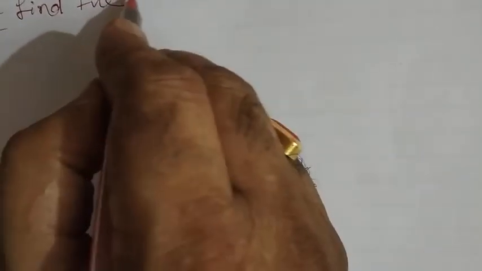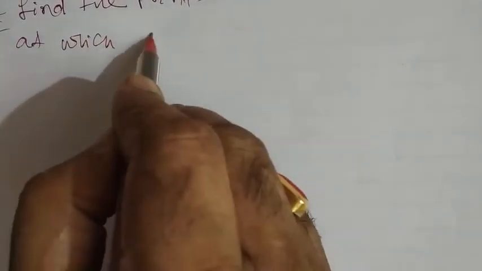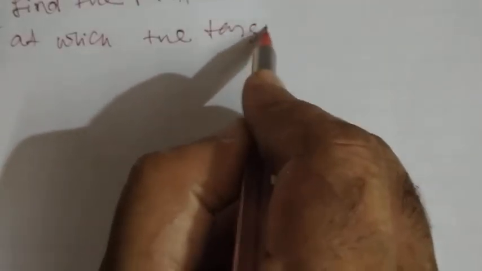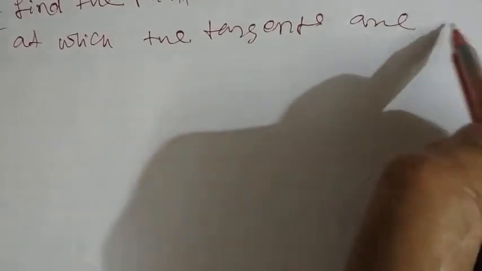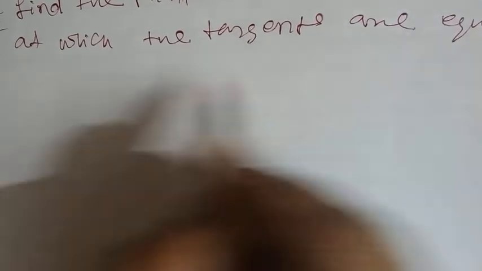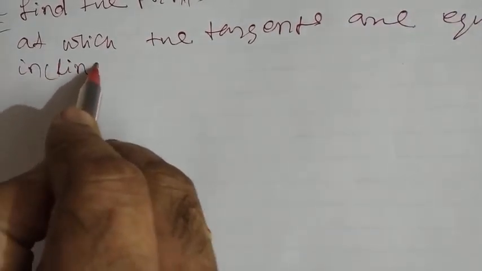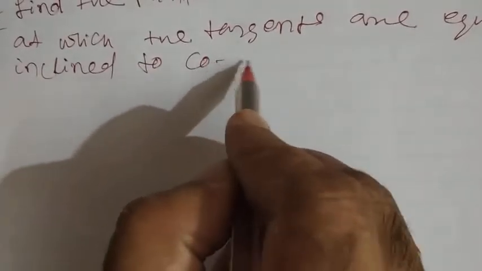Now, let us take another question. Find the points on the curve root x plus root y equal to 4, at which the tangents are equally inclined to coordinate axis.